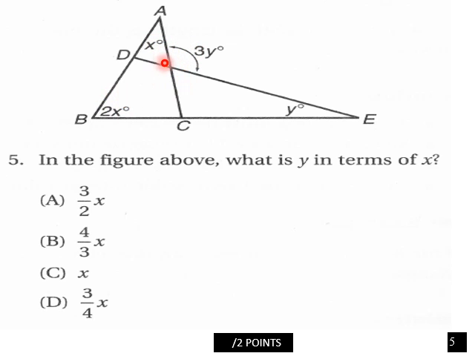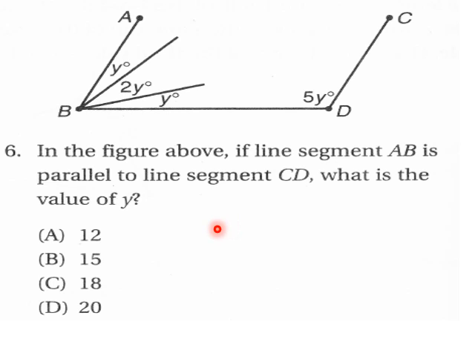You have x here, then y. Well, I'm not going to do that, I'll let you do that. And then number 6, in the figure above, if line segment AB is parallel to line segment CD, AB and CD, these are parallel. What is the value of y here? So these should be y here.